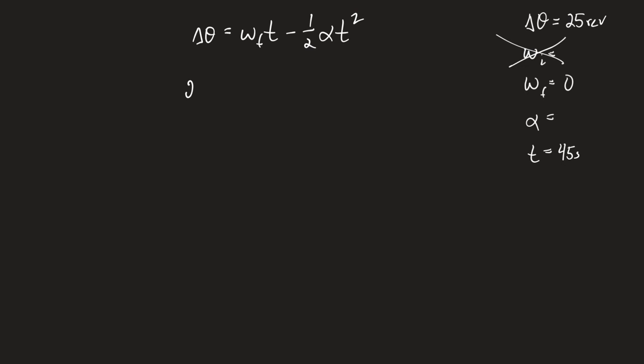Is that what you guys used? 25 equals negative 1/2 alpha times 45 squared. So that looks to be negative 50 over 45 squared. I just dropped the negative when I put your answer down, but truthfully, it's slowing down. I probably should have put the negative sign. Now, this is going to be in revolutions per second squared. I know it's seconds squared because I squared the time, and it was 45 seconds, so that's going to be seconds squared.